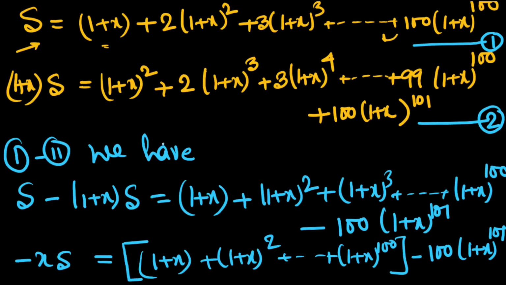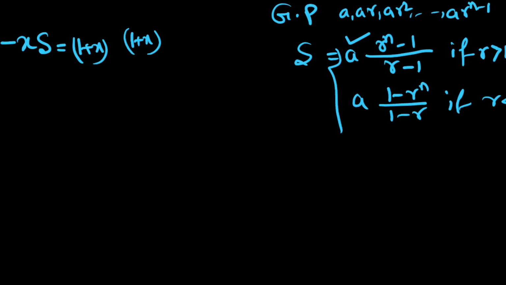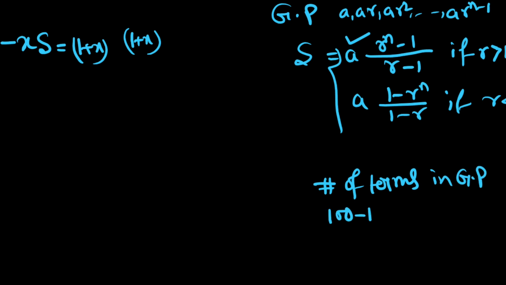And how many terms are here? 1, 2, up to 100. So the number of terms in the GP series is 100 minus 1 plus 1, so it is 100. So the nth value is 100, that is actually n.